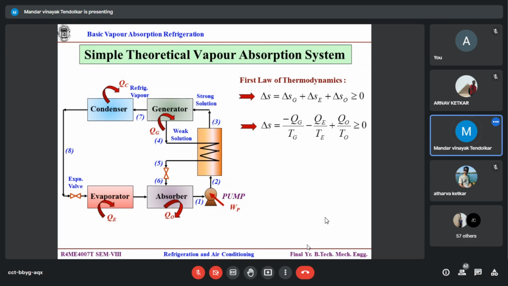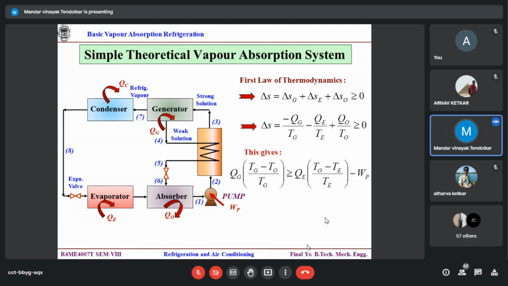So you put it as the formula for the entropy change. So minus QG by TG minus QE by TE plus Q naught by T naught. Q naught is absorber plus condenser. Okay. Now I will try to put it as the theoretical limit. So I will write down Qg into Tg minus T naught by Tg, just the mathematical cross multiplication.